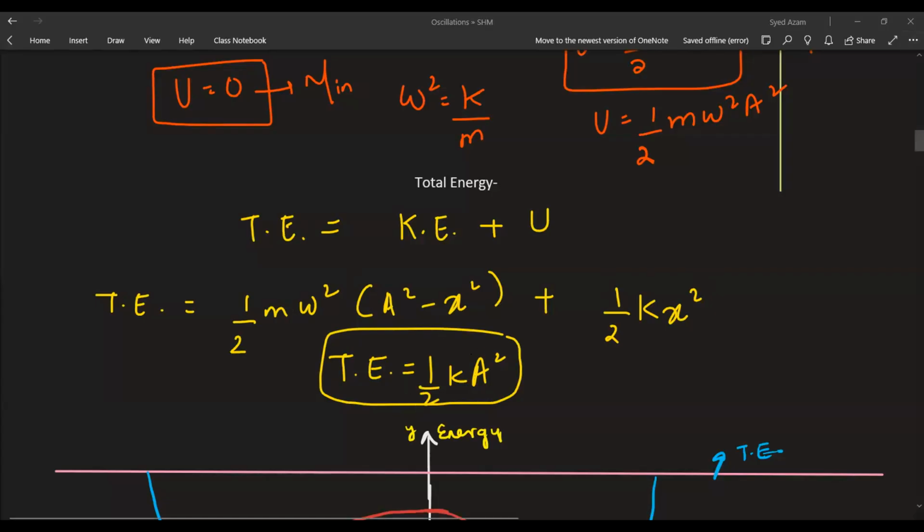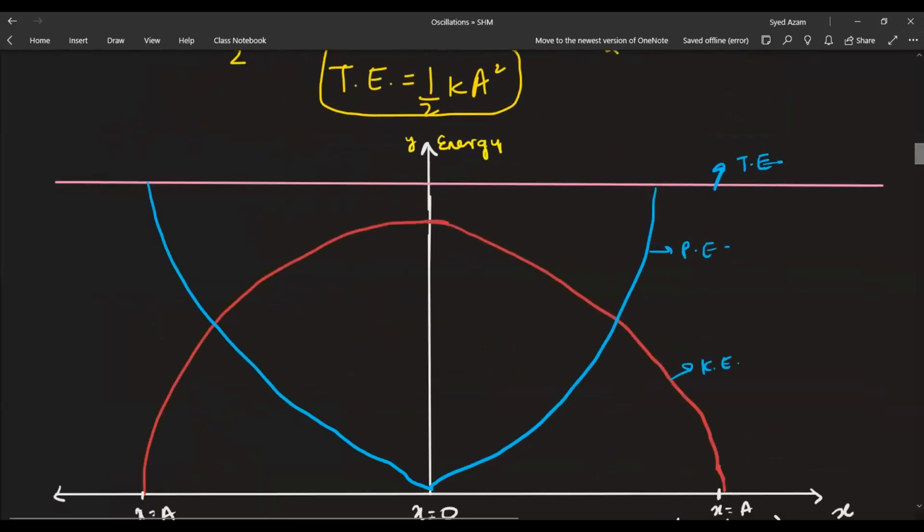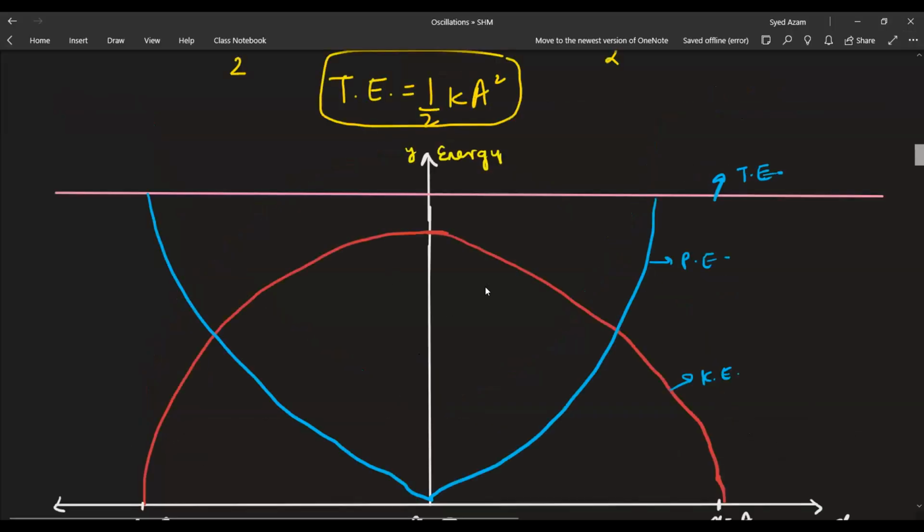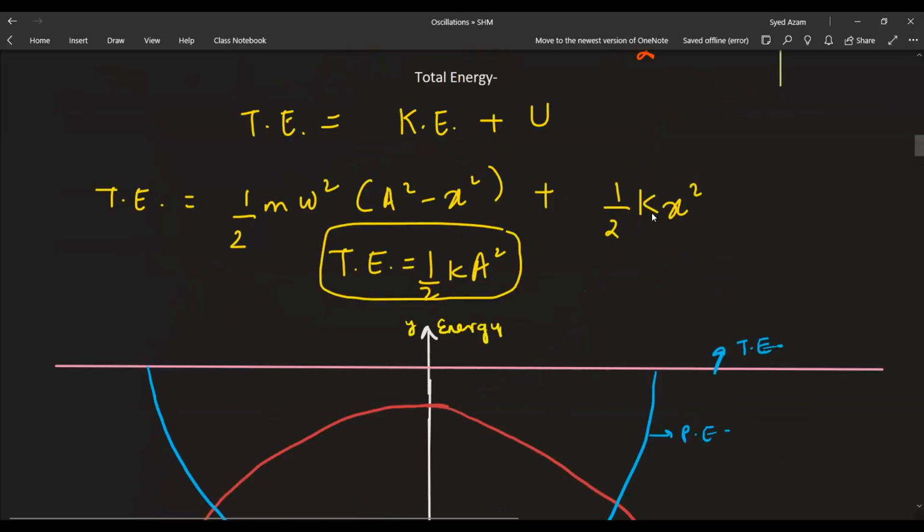So the graph of kinetic energy, potential energy and total energy is represented as this. See, this is showing the extreme points. This is showing the mean point. So this is the kinetic energy one, where at the extremes it is 0 and highest at the mean, and opposite is for potential. At the mean it has the highest. And total energy is just independent of mean and extreme because there is no x in its value. So it is same for mean, same for extreme.